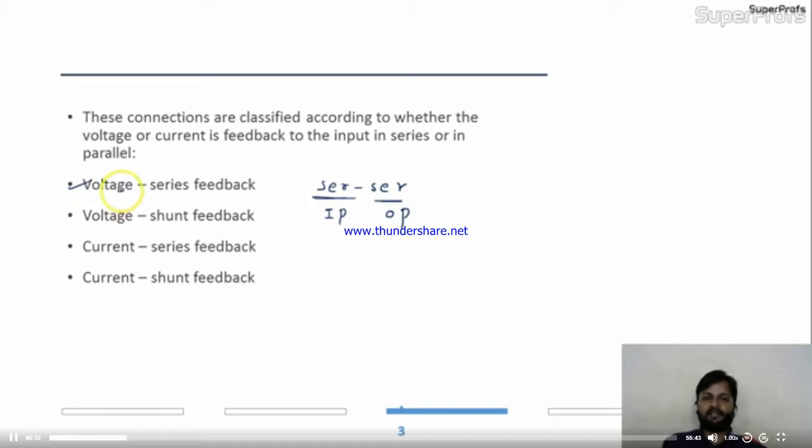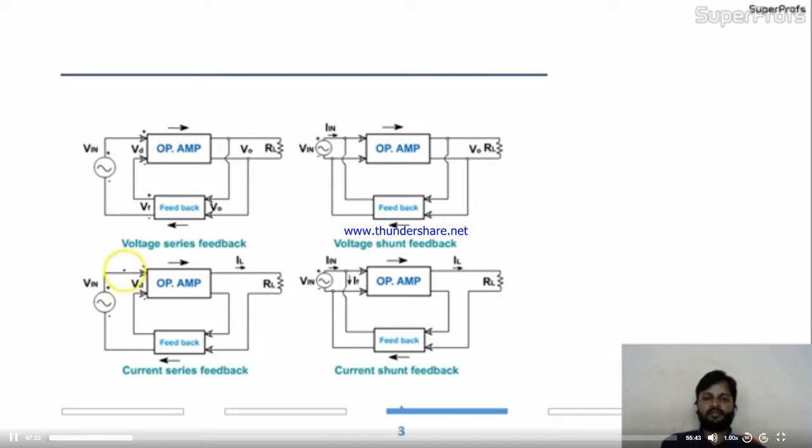But if I am writing by name like voltage series, in this case, the first one represents output and the second one represents input. Taking the name over here, voltage, the first term is related to output and the second term is related to input always. Now we'll see what the series and the shunt are, and what these 4 are.